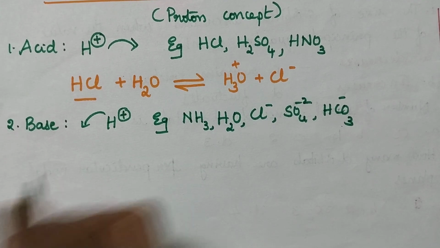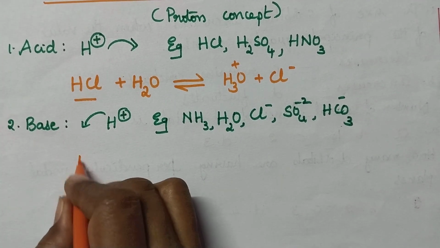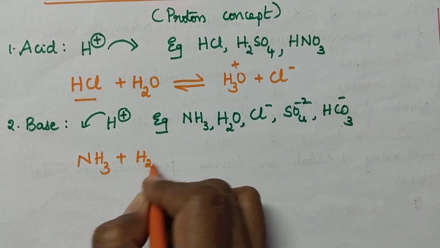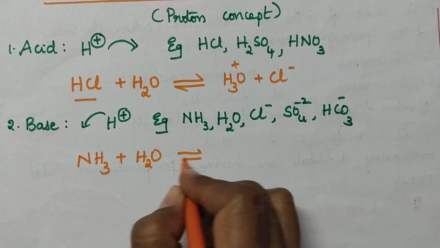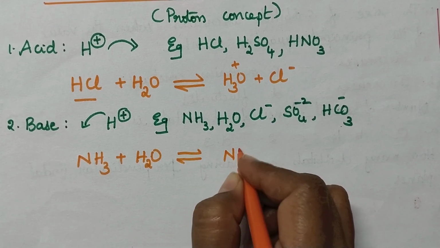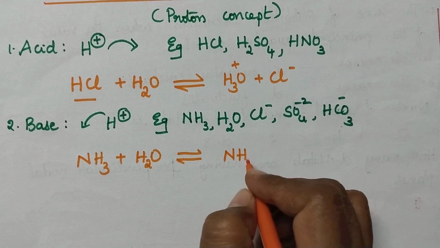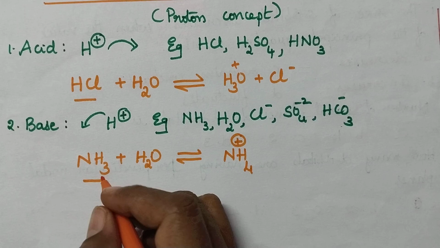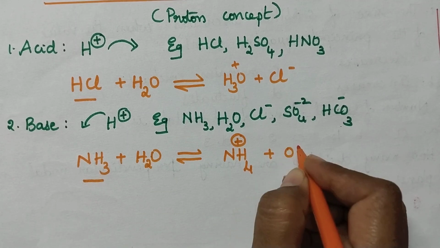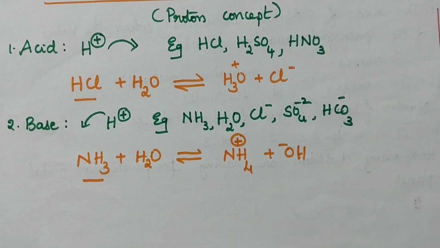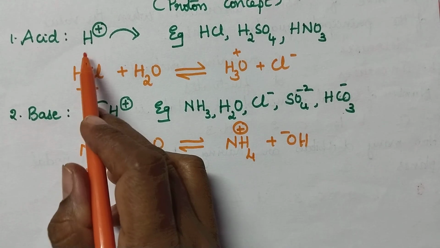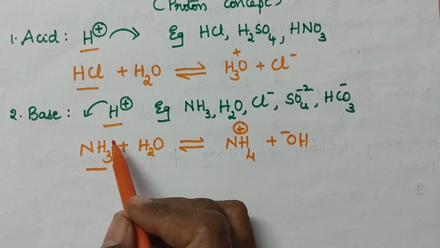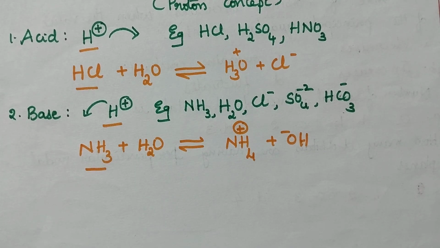Let us see how a base will accept a proton from the other substance. Let us consider ammonia. Whenever ammonia is treated with water, what happens? It is capable of accepting a proton from the water. So ammonia is acting as a base. So acid means capable of donating a proton. Base means which is capable of accepting a proton.